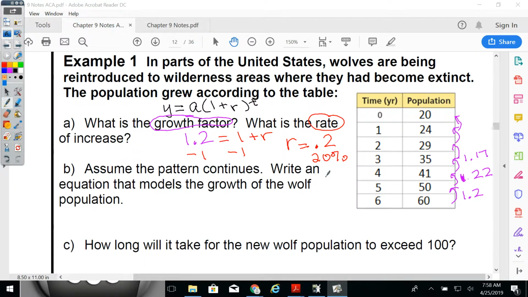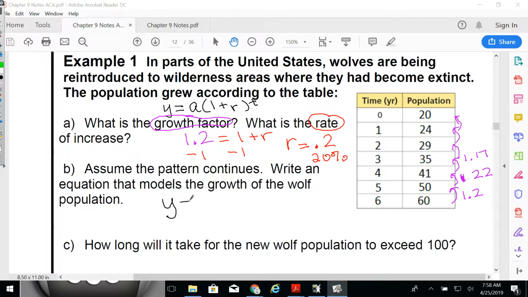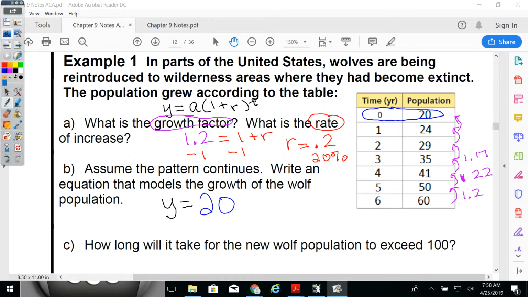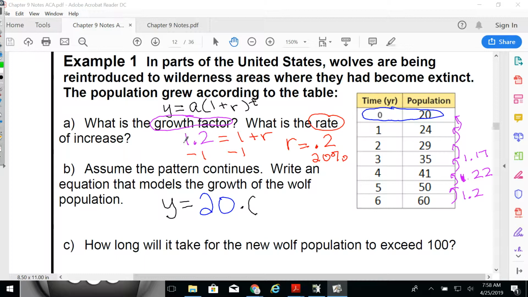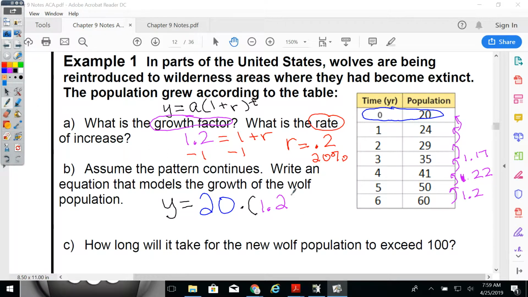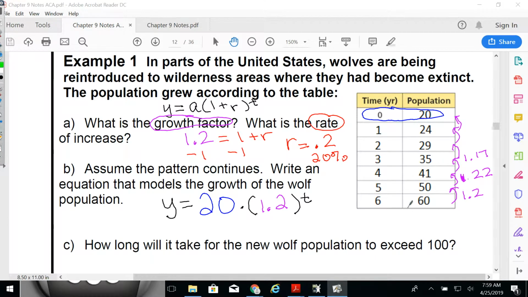All right, so if this pattern continues, we want to write an equation for the model. So we're going to have y equals A, which was your starting amount. So how many did we start with? Right here is the first one. We started with 20 wolves. And then we multiply that by 1 plus R, and we already know the 1 plus R is the growth factor, which is 1.2. So 1.2, and we raise it to the x power, or t in this case because it's time in years. So that would be our growth model. So to answer part C, we're going to use our equation.